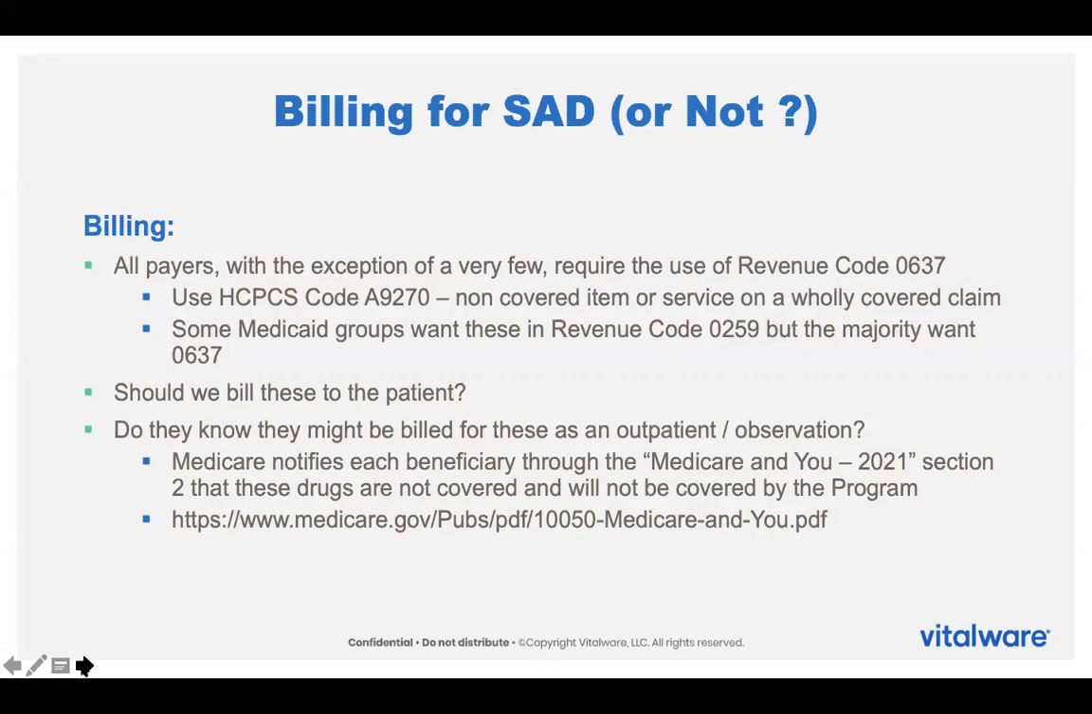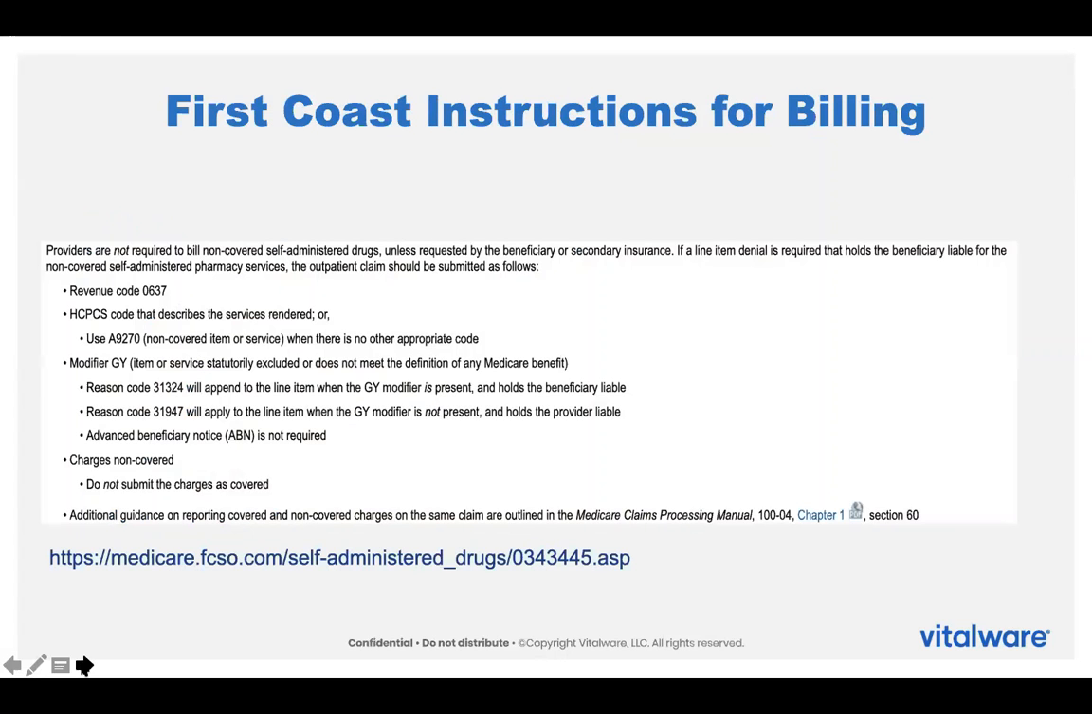So how did the Medicare beneficiary know this is excluded? It happens through a communication called Medicare and You. It's a book that every year Medicare puts out for traditional Medicare saying what's covered by the program and what's not. So most people, when I teach Medicare at the end of the year, I go through the 2021 section and show what is. If I use First Coast, and hats off to them for providing this good billing data, they are a MAC in Florida. They tell you to use Revenue Code 637 and A9270, which is a non-covered item or service.